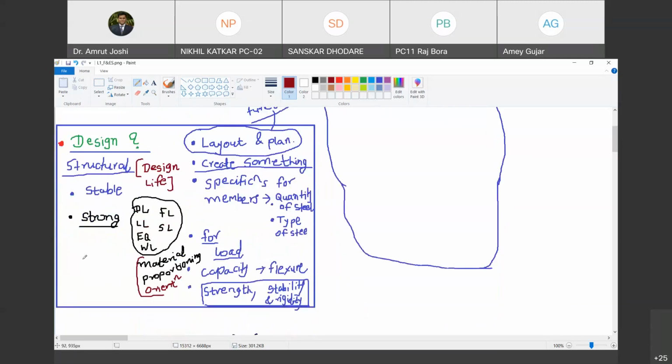Now, if I ensure that these two things are in place, is it enough? Or is there something more? Someone has already pointed out rigidity. So the fellow who has pointed out rigidity, can you unmute and tell me what you mean by rigidity?